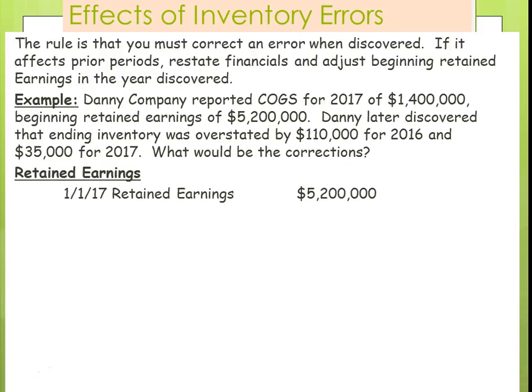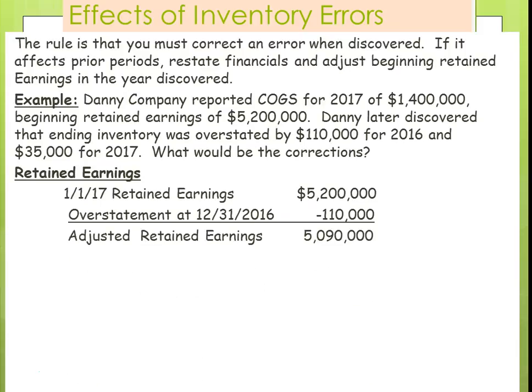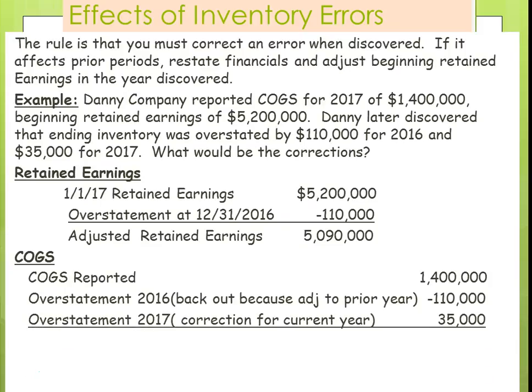For retained earnings, we have to adjust beginning retained earnings by the overstatement at 12/31/2016, giving us new beginning retained earnings of 5,090,000. Now for cost of goods sold, we have to subtract out the amount that relates to the prior years, and we have to add back in the correction of the inventory because it's overstated for this year, giving us a new number of 1,325,000. Now that concludes the second part of Chapter 8.